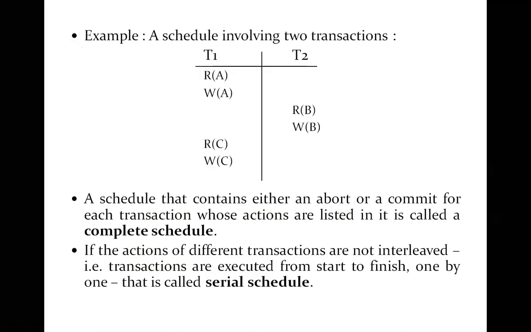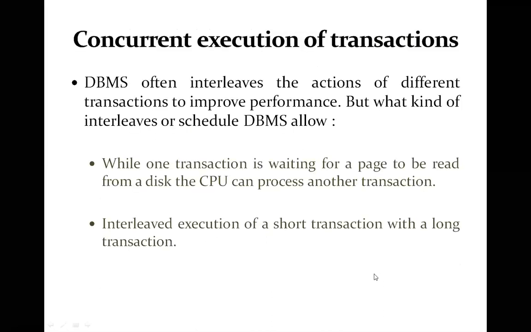Now, if you take this particular example, it represents an interleaved execution of the two transactions T1 and T2, ensuring transaction isolation while permitting such concurrent execution. It is difficult, but it is necessary as far as performance is concerned. So, what kind of interleaving is allowed?